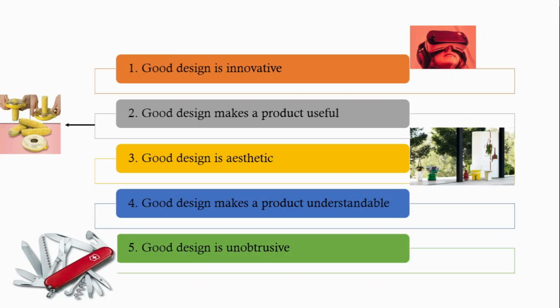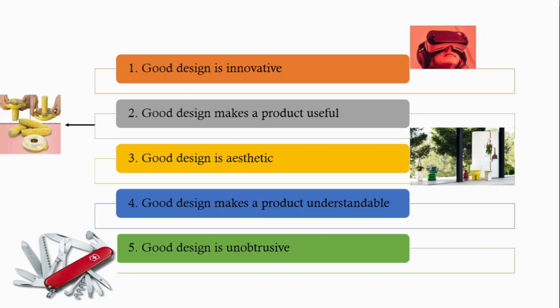Now comes the fourth principle. It says that good design makes a product understandable, right? What does it mean? Understandable product means your user must understand the product interface clearly so that they can use it very easily. Okay, that was the fourth principle.